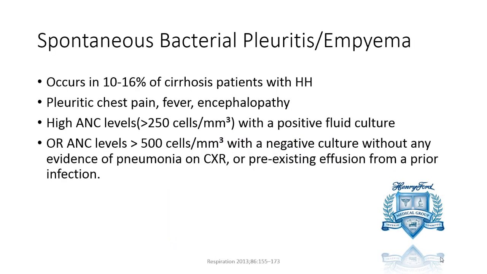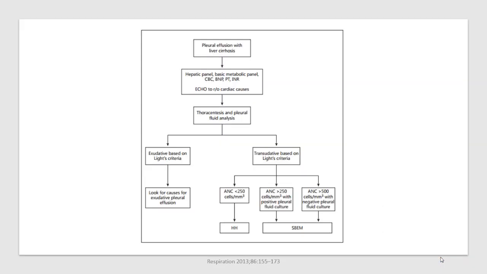So spontaneous bacterial pleuritis occurs in 10 to 16% of those with hepatic hydrothorax. They can present with pleuritic chest pain, fever, and encephalopathy. The only difference between the fluid analysis in hepatic hydrothorax and those with spontaneous bacterial pleuritis is they have a higher ANC level, more than 250 with a positive fluid culture, or an ANC level above 500 with a negative culture. And keeping in mind that these patients have not had a pneumonia or anything that can explain that underlying effusion.